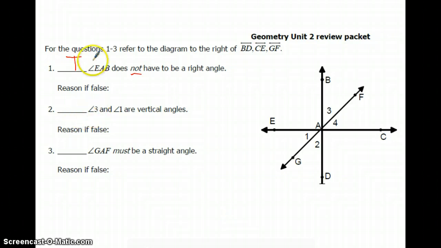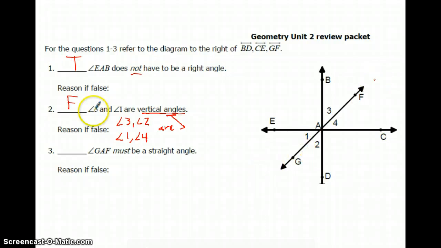3 and 1 are vertical angles. That's false. 3 is a vertical angle with 2. Or I could say, I guess 1 is a vertical angle with 4. Those are two sets of vertical angles, but not 3 and 1. 3 and 1 are not across the intersection from each other.